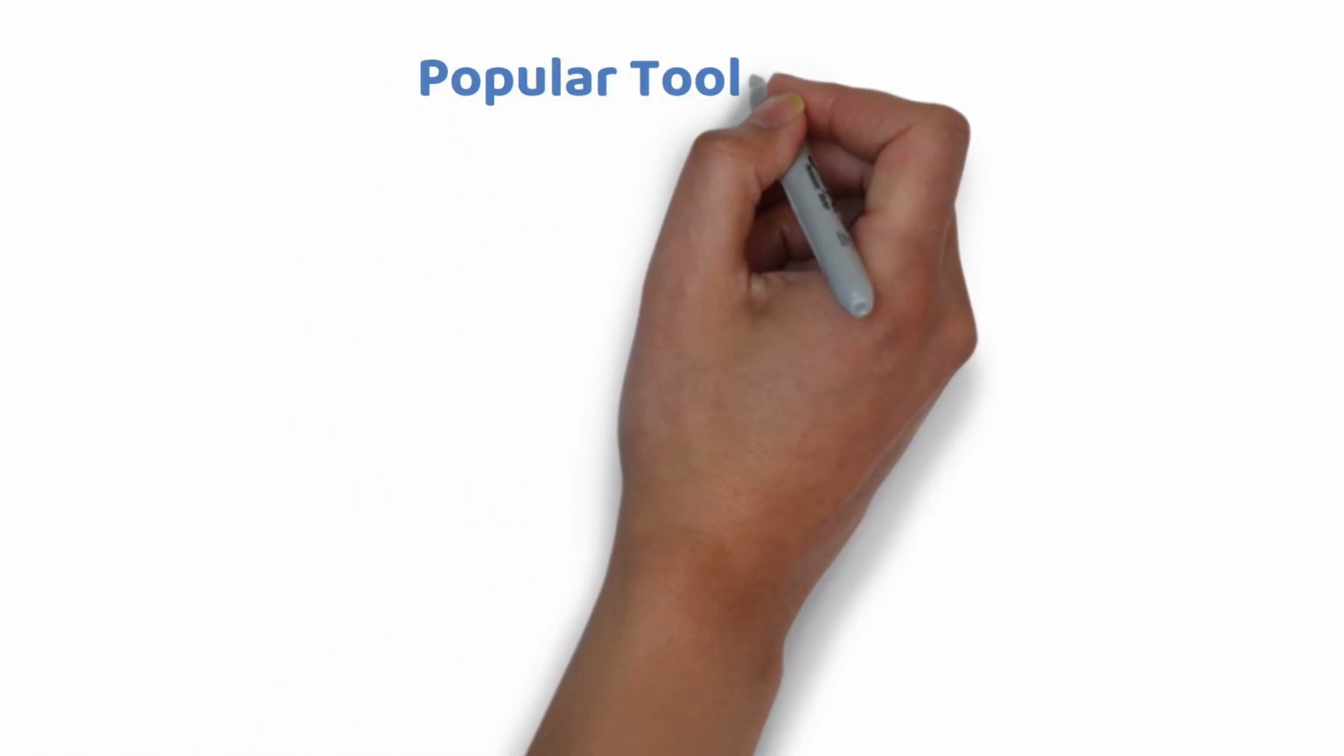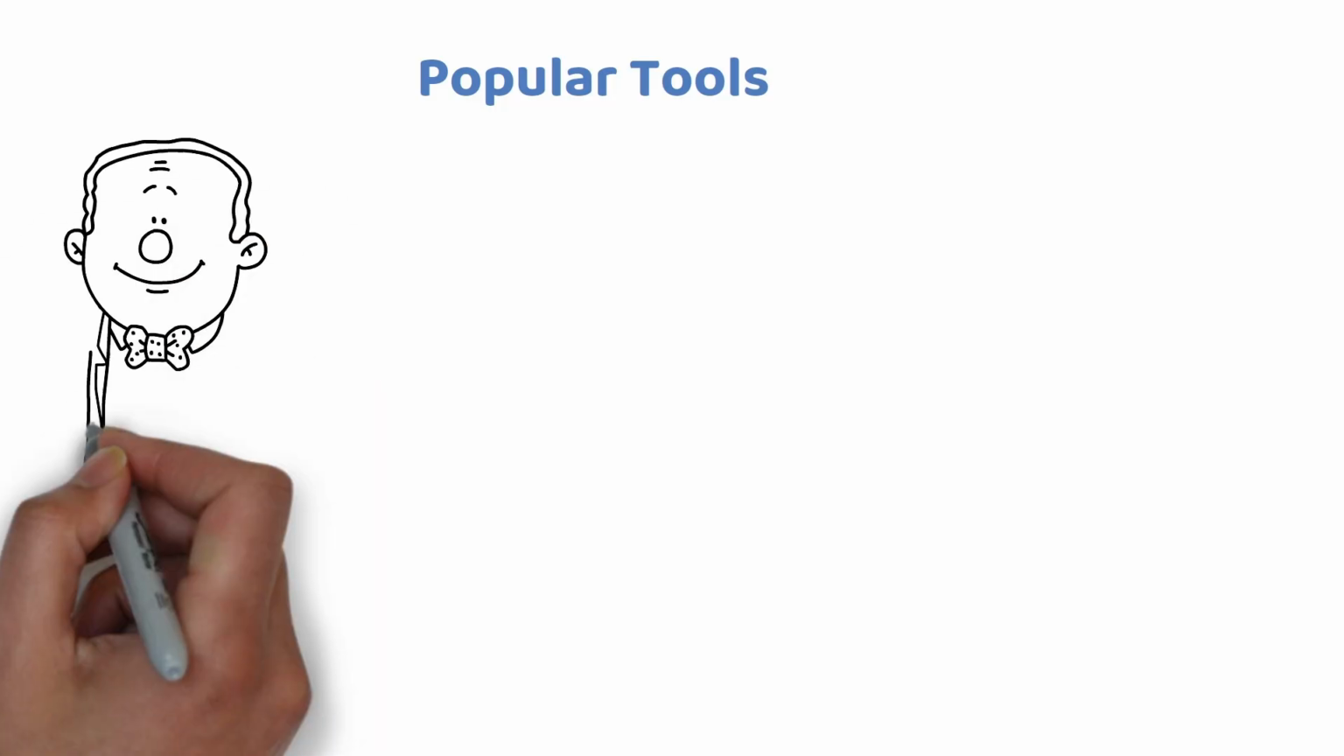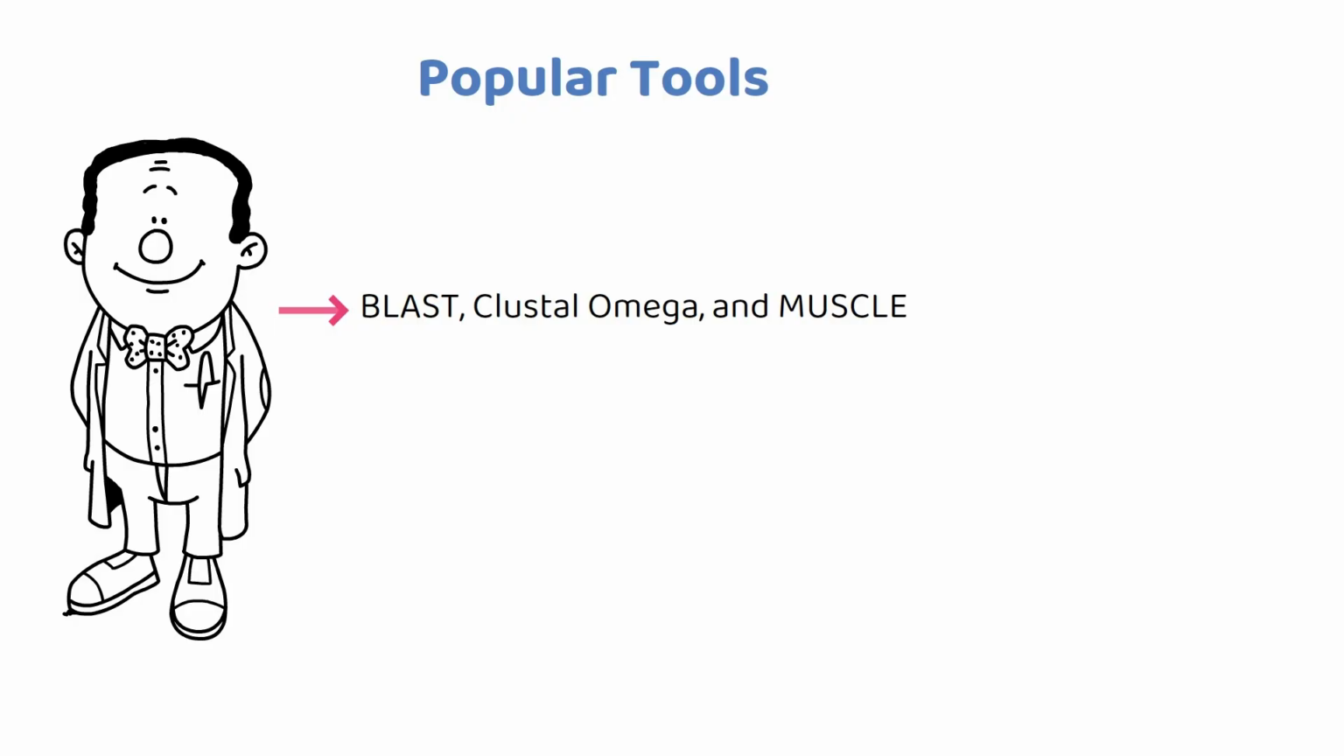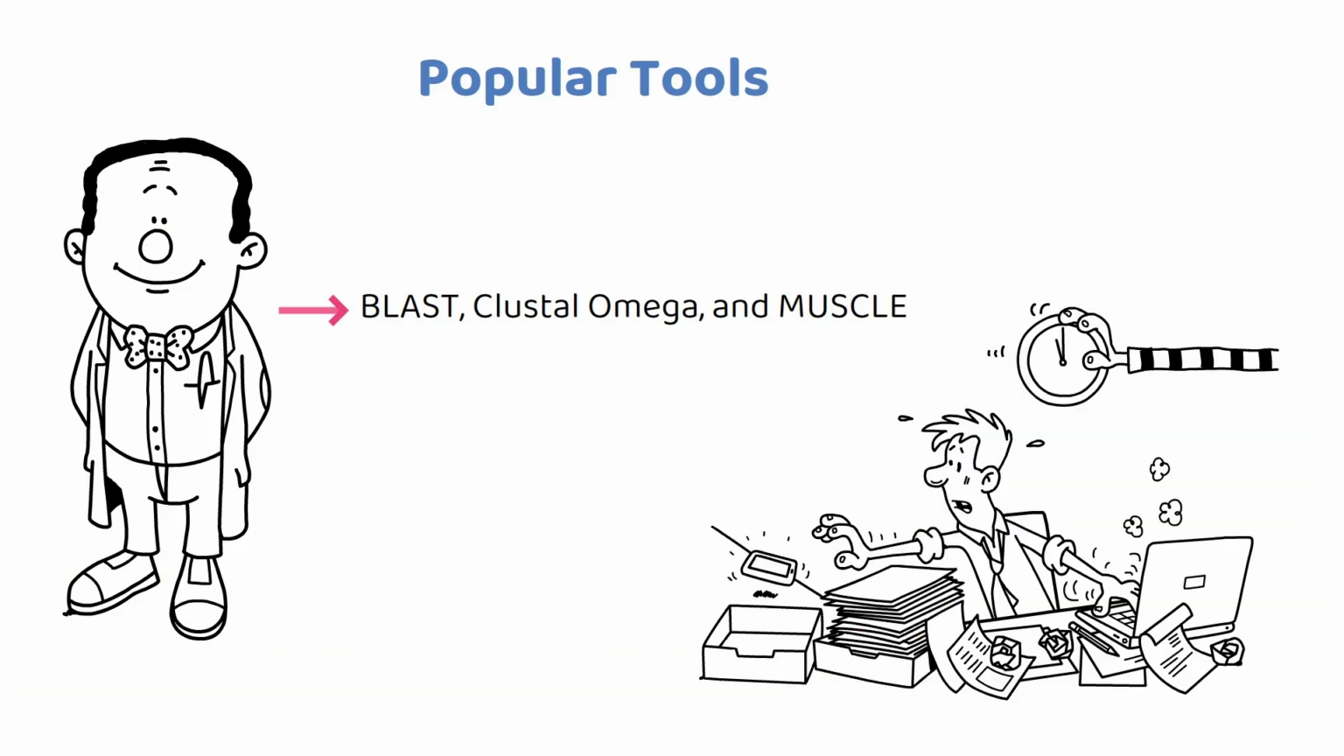Popular tools. To perform alignments, scientists use tools like BLAST, Clustal Omega, and MUSCLE. These tools can align DNA, RNA, or proteins within seconds, something that would take humans years to do manually.